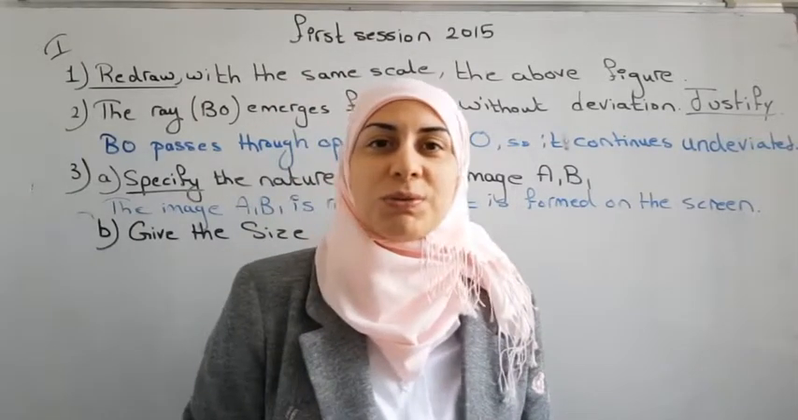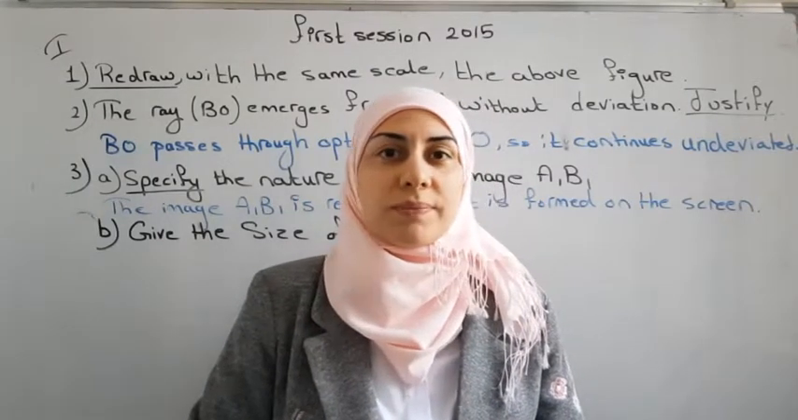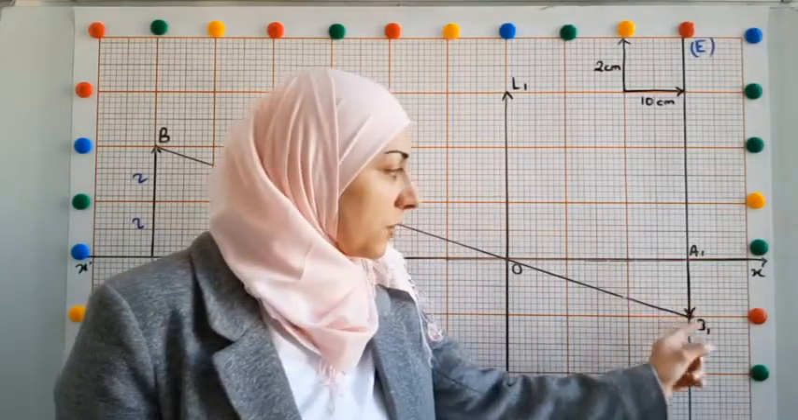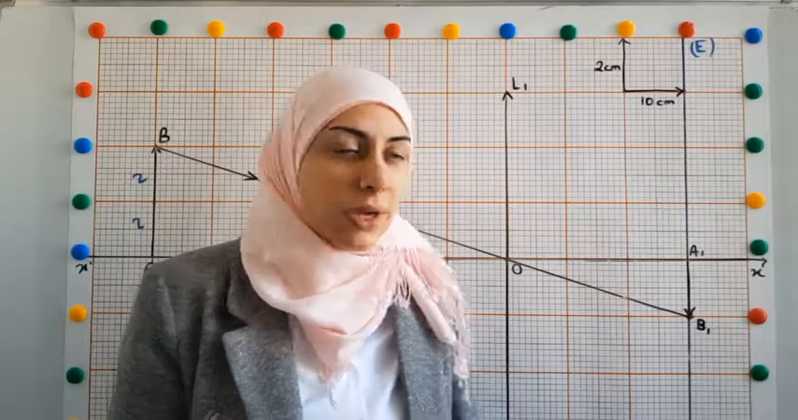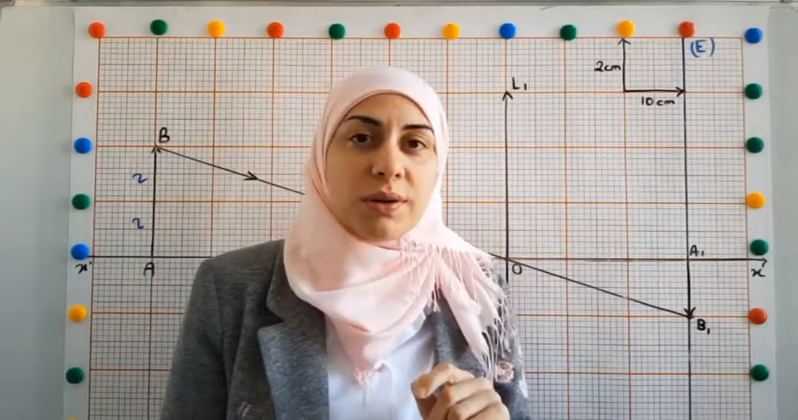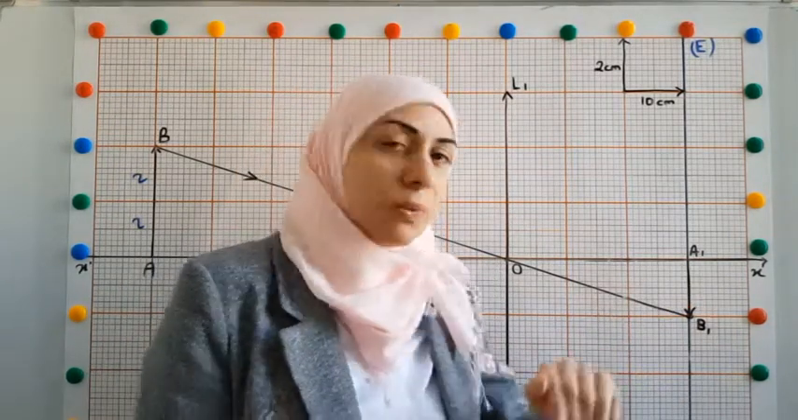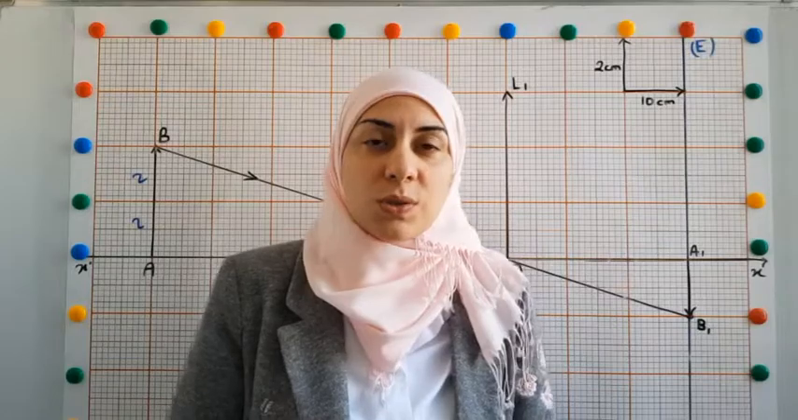In this part, we want to give the size of the image A1B1. A1B1 is represented by 1 centimeter on the graph, but on the y-axis we have that each 2 centimeters are represented by 1 centimeter, so the size of A1B1 is 2 times 1, which is 2 centimeters.